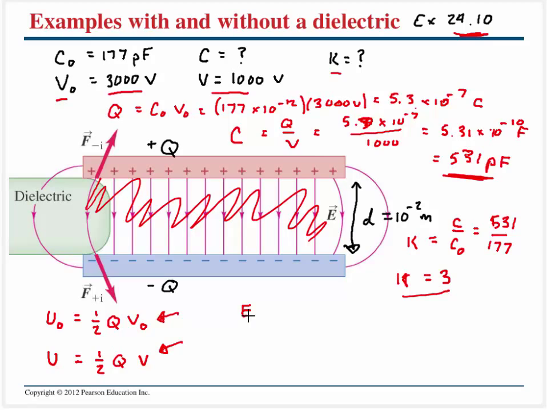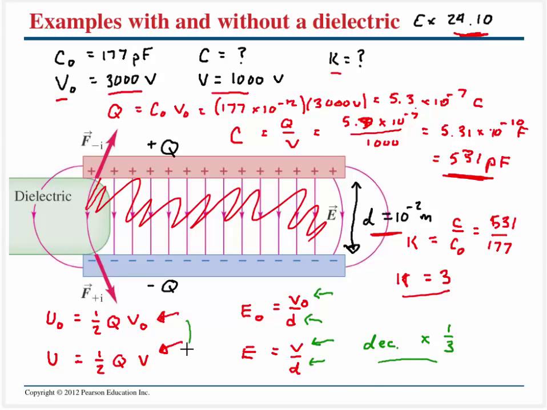Now let's take a look at the initial electric field. Initial electric field is equal to the voltage divided by the distance of separation. The final electric field is equal to the voltage divided by the distance of separation. Keep in mind this is the original voltage. The distance of separation here is 10 to the minus 2 meters, so that's not going to change. The voltage goes from 3,000 volts to 1,000 volts, so the electric field is going to decrease by a factor of 3. I'll just write 1/3 here. So that's what's going to happen to the electric field when we insert a dielectric.